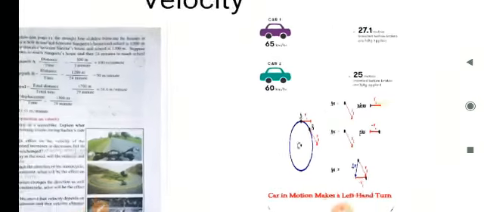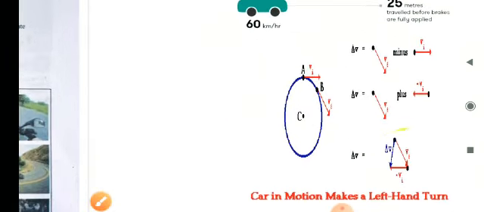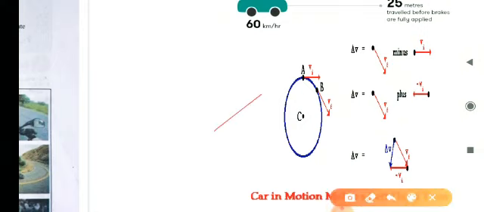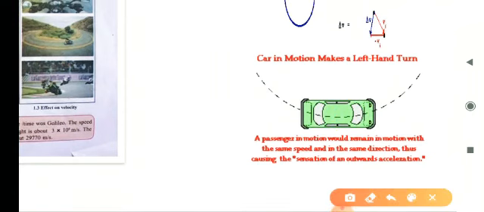Here the first car 1 is traveling with 65 kilometers per hour, that is 27.1 meters traveled before the brakes are fully applied. Car number 2, 60 kilometers per hour, 25 meters traveled before the brakes are fully applied. So it's going in a straight direction, in one direction only. The speed is changed. Now the second figure, you can see the direction is also changed. Third figure, car in motion makes a left hand turn. So the speed and the direction both are changed.